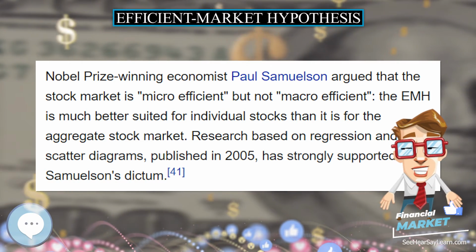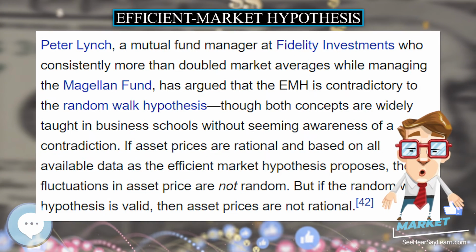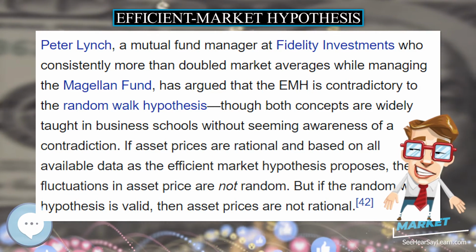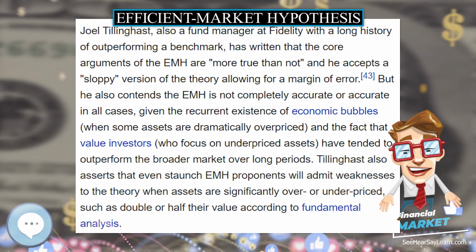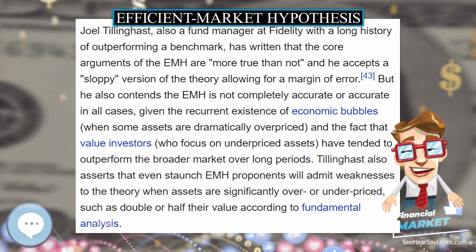Tillinghast also asserts that even staunch EMH proponents will admit weaknesses to the theory when assets are significantly over or underpriced, such as double or half their value according to fundamental analysis.